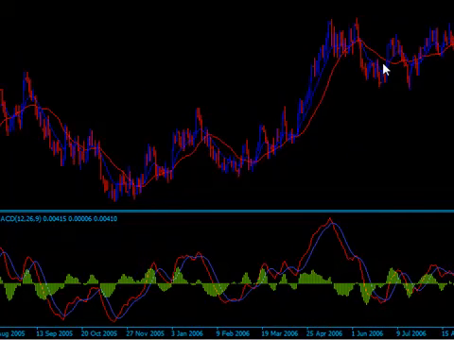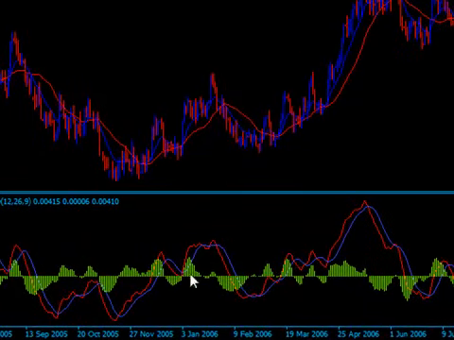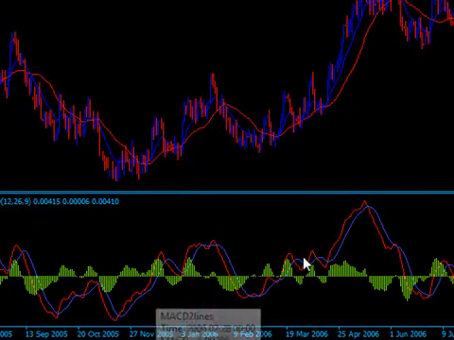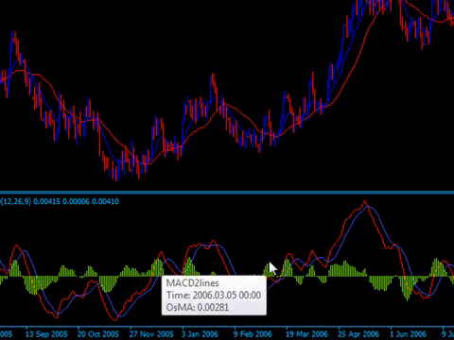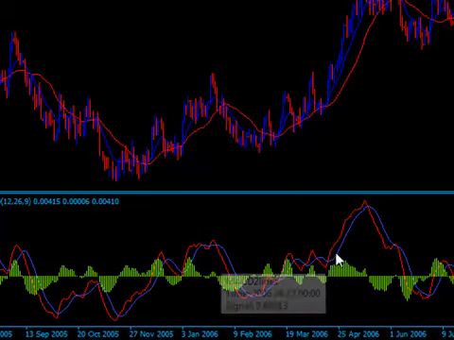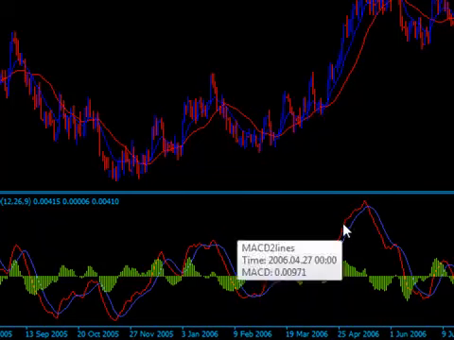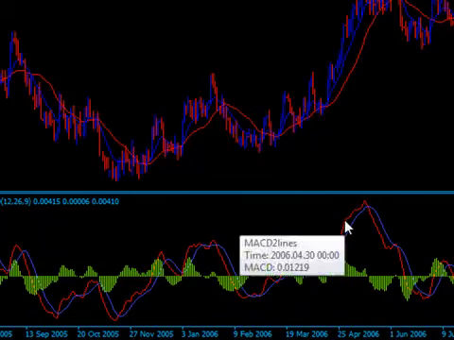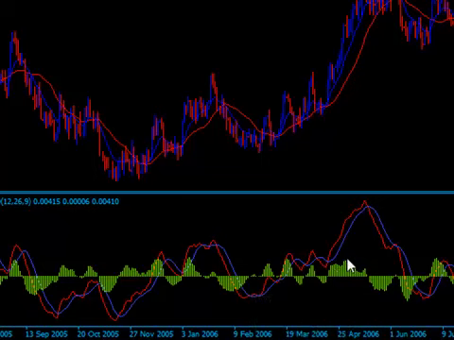Well, down here is a histogram. It represents the difference between MACD and the 9 period EMA. If you notice, if the histogram gets larger, this indicates how wide the distance is between MACD and the 9 period EMA, or the trigger line. So the histogram is positive when MACD is above the trigger line, and the histogram goes negative if MACD is below the trigger line or the 9 period EMA.